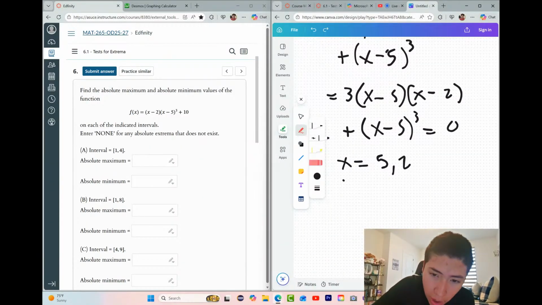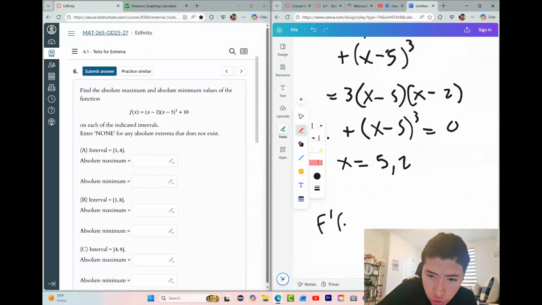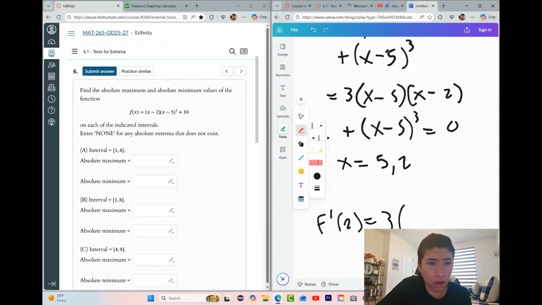So let's create our intervals. But they're giving us the interval right here. So what's going on? Fine. Within 1 and 4. Wait, so was this utterly useless or what? Okay, whatever. So we have f prime of x equals this. So on the interval 1 to 4, let's choose, I don't know, 2. We get f prime of 2. This is going to equal 3 times, yeah, we chose 2, right? So 2 minus 5, we get negative 3. Here we get 0. Oh, that sucks. Let's choose one that's not one of these critical values.